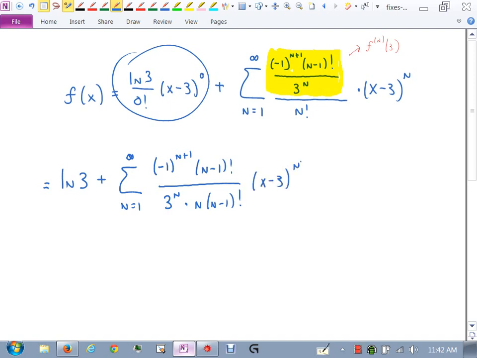Can't talk anymore. So all I did there was bring this one here and then rewrote it as n times n minus 1 factorial. That's the same as n factorial, right? This is the same as n factorial. So I cancel out the n minus 1 factorials like that. That's about as clean as it's going to get. I don't think there's anything else I can do.